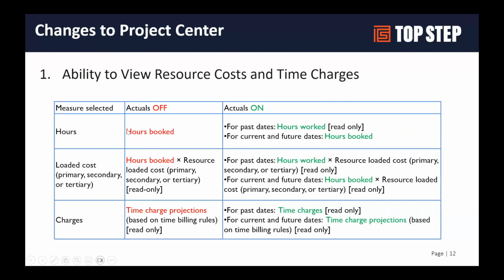So a couple of just reminders here. If you're looking at hours and you have actuals turned off, you're just going to see booked hours. Obviously, you'll see worked hours in the past, booked hours in the future. Cost is going to give you, if actuals are off, hours booked times the varying cost, depending on what's enabled. And if actuals are on, you're going to get the hours worked times the cost, and then the hours booked times the cost. And similar for charges with actuals off, it's just time projections, past and future. When you turn the actuals on, you're going to get the actual time charges. And then in the future, you will get the timesheet projections based on future bookings and billing rules.